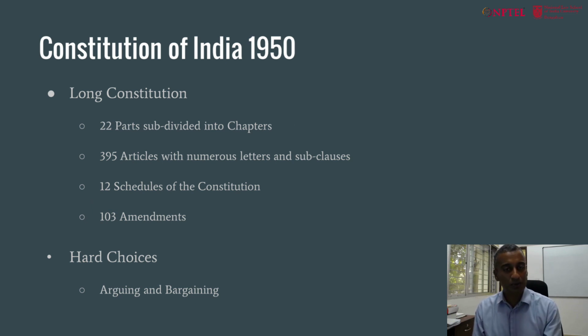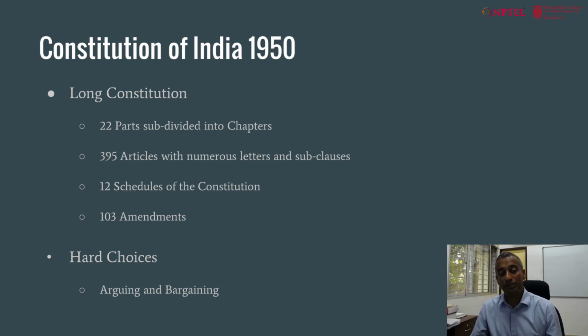What is the Constitution of India 1950? What is putting all the parts together? What does it look like? It's clearly a very long constitution. We understand that. It's divided into 22 parts. Each part has a title, and these parts are subdivided into chapters which have specific titles. 395 articles altogether, and there are numerous lettered articles and subclauses. So if you want to count every single clause in the Constitution, 395 is a way of undercounting.